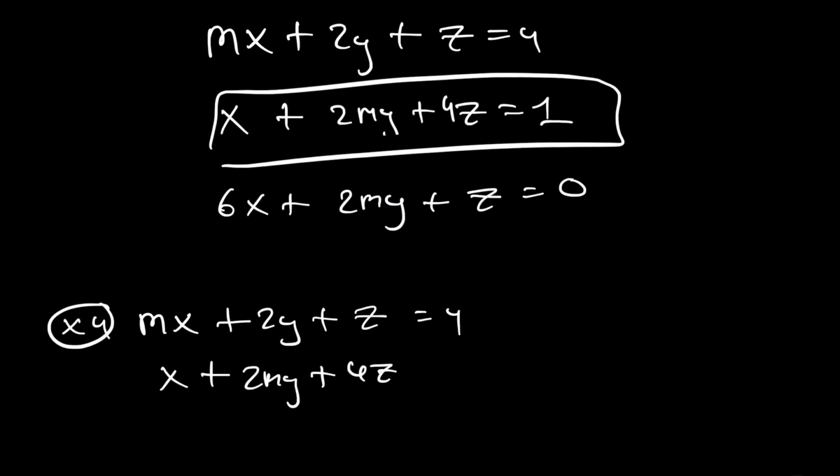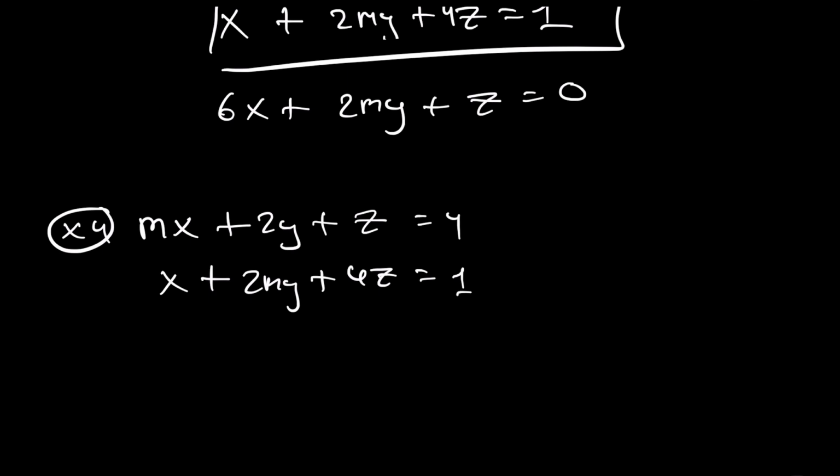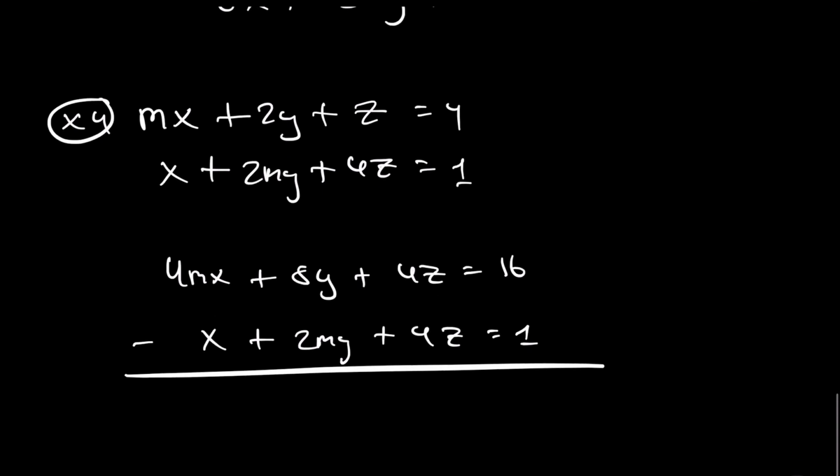Students tend to get confused because they believe that with all the m's, we're not canceling everything out. You just have to trust the process. As long as you're canceling out the variables, that's the important part. So we cancel out z first. So we have 4mx plus 8y plus 4z equals 16. x plus 2my plus 4z equals 1. Take them away. Now we have, cancel that out.